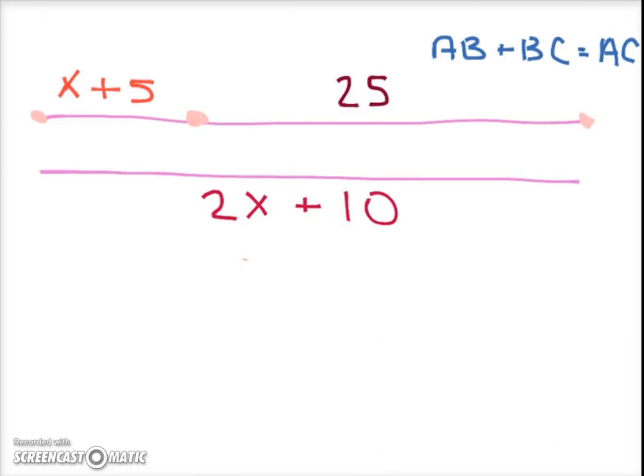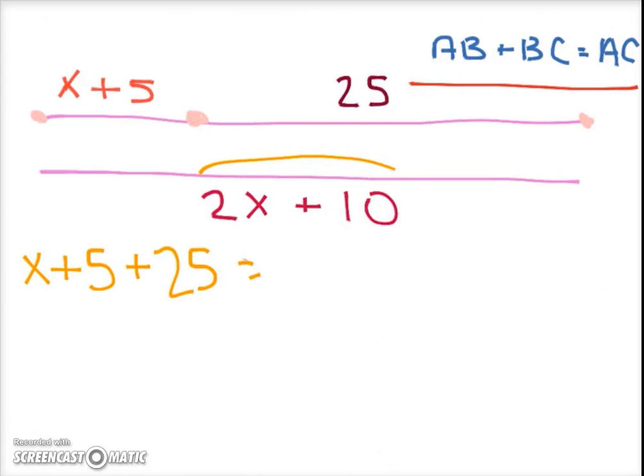So let's try another one. This one is a little bit harder. Same formula, you see it at the top: AB plus BC equals AC. So our AB this time is x plus 5, and our BC is 25. Now if you see, our equals to, which is our AC, is kind of different than what we've seen prior. So 2x plus 10. So what do we do?